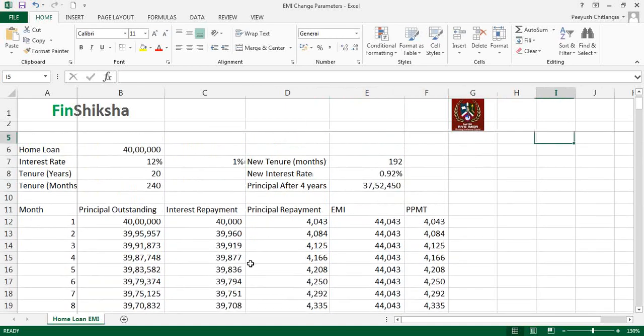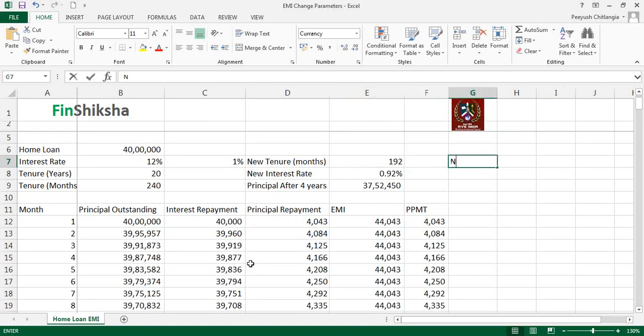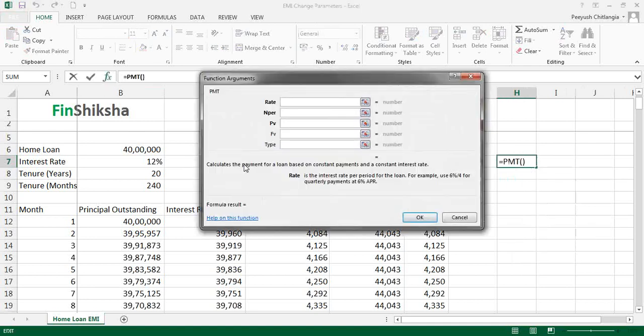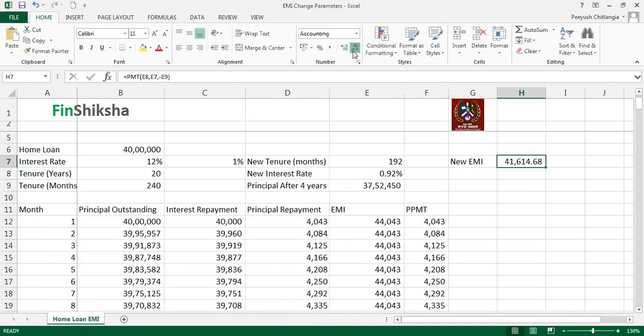And we find out the new EMI. So we look at this as the new EMI. That number will be given by, once again, the PMT function. Open this. What is the new rate? That's the new rate. What is the number of periods? 192. Present value negative of this number. Everything else is 0. What we get is about 41,615.